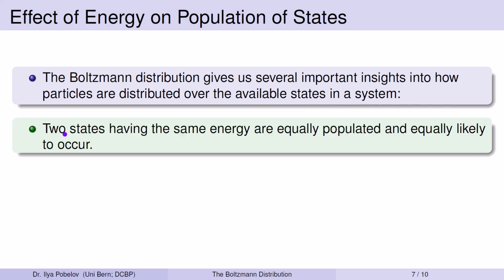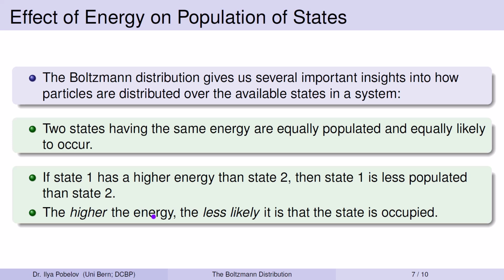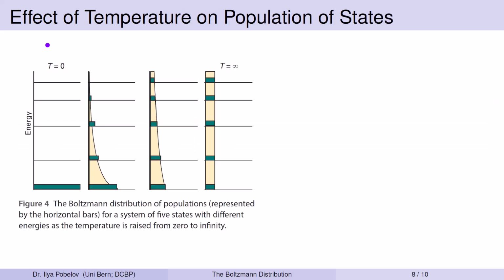system. First, two states having the same energy are equally populated and equally likely to occur. Second, if state 1 has a higher energy than state 2, then state 1 is less populated than state 2. The higher the energy, the less likely it is that the state is occupied. Now let us consider the effect of temperature, which is illustrated in this figure.